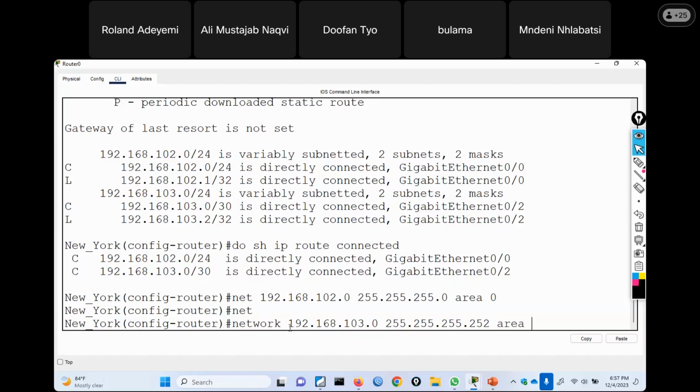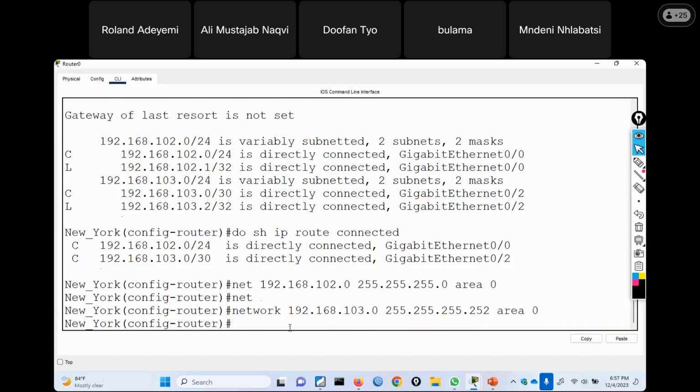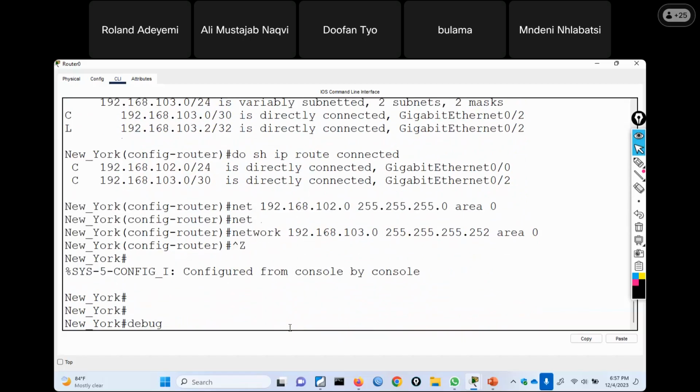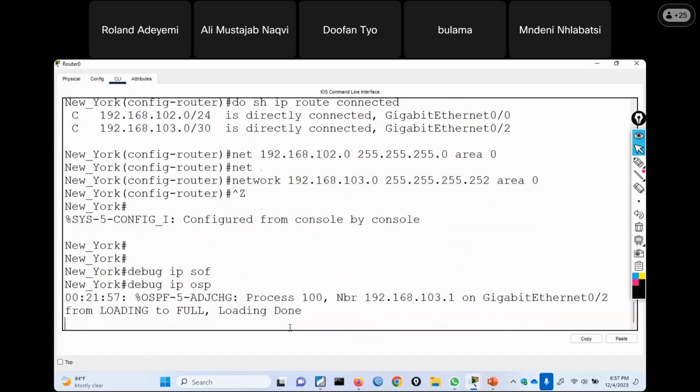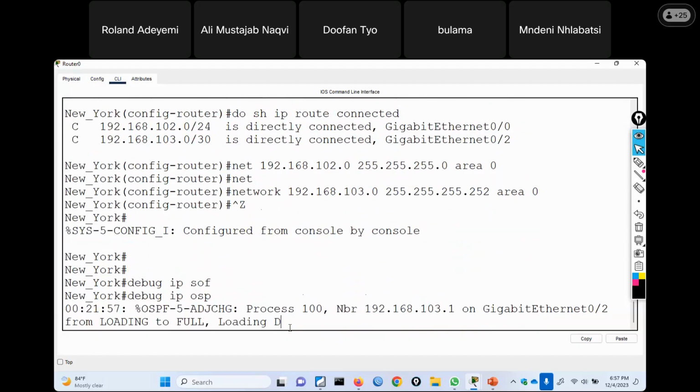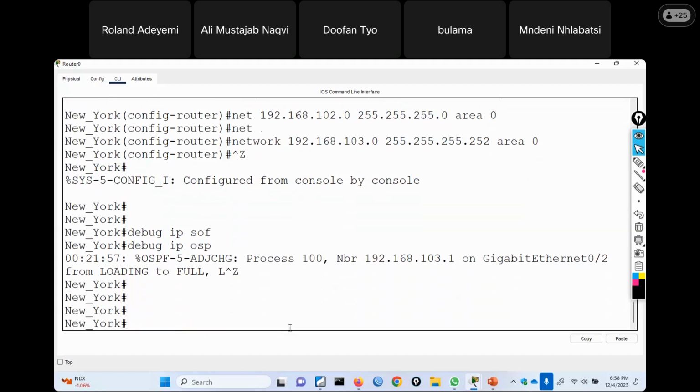Watch out what's going to happen now. Because I am doing this on the one link now, this router will start to form neighbor. Let me see if I can do debug IP OSPF. What did you see? Did you see something like loading to full, then done? We discussed that in our last class where we talked about the different stages of OSPF packets, when they talk to themselves, listening, learning, and all of those stages.